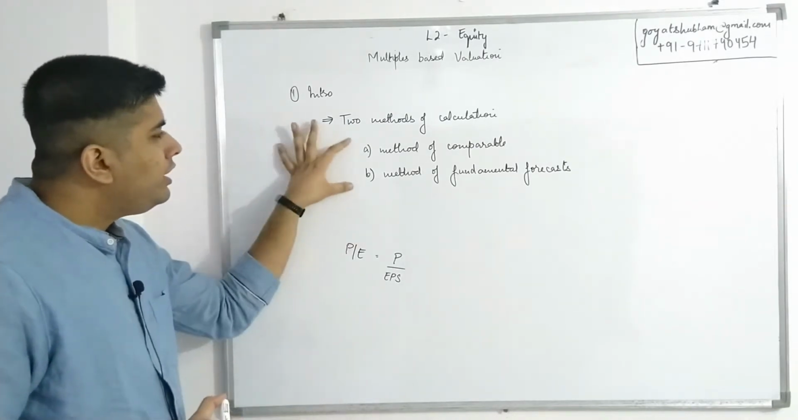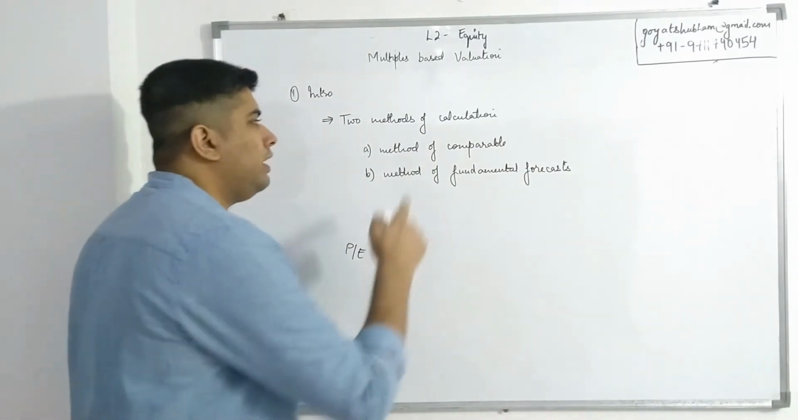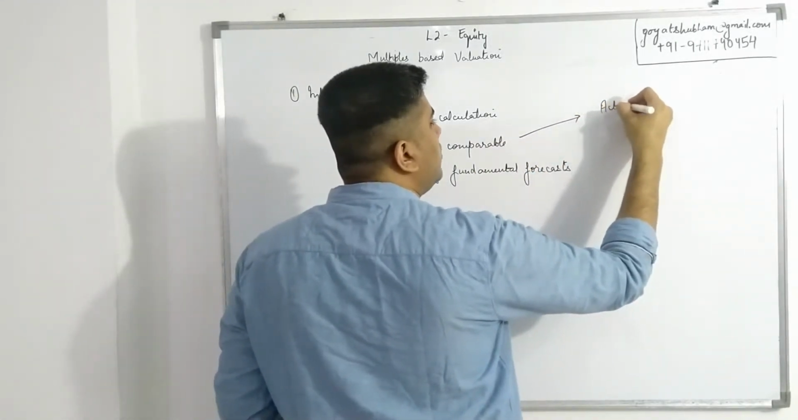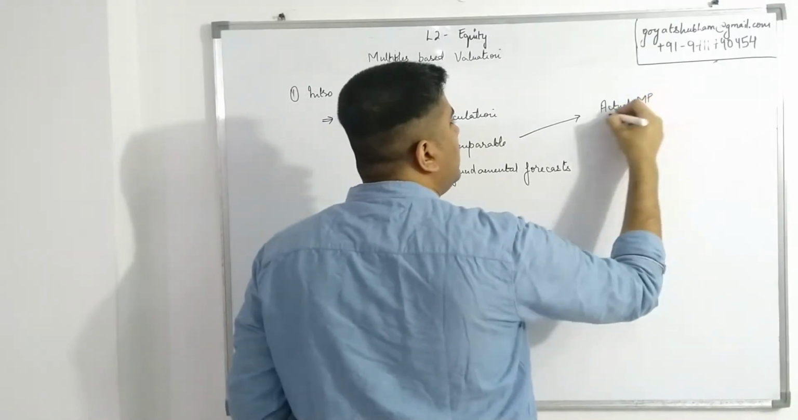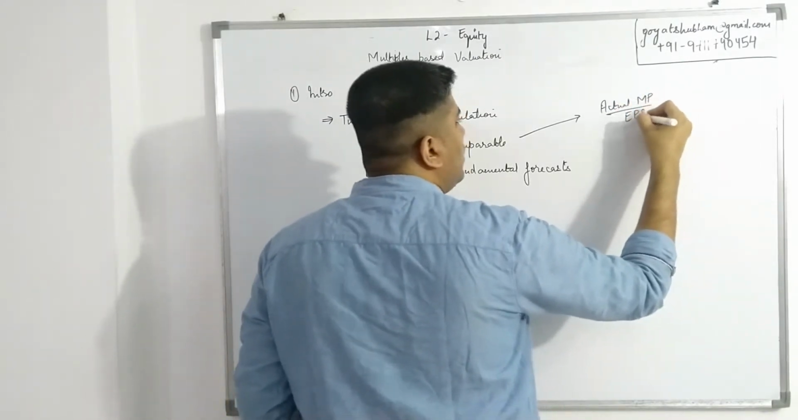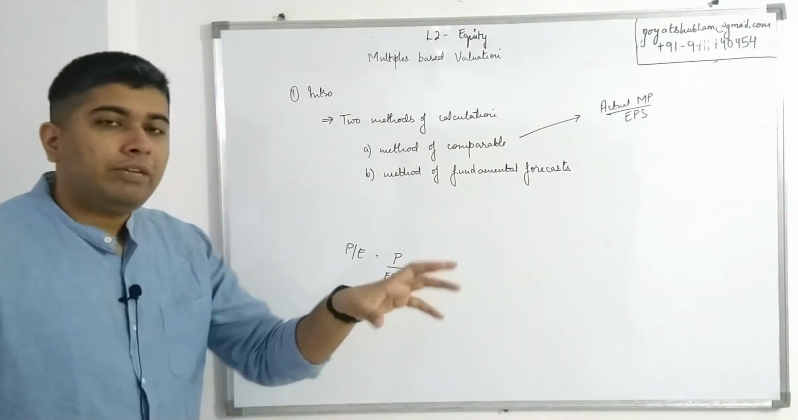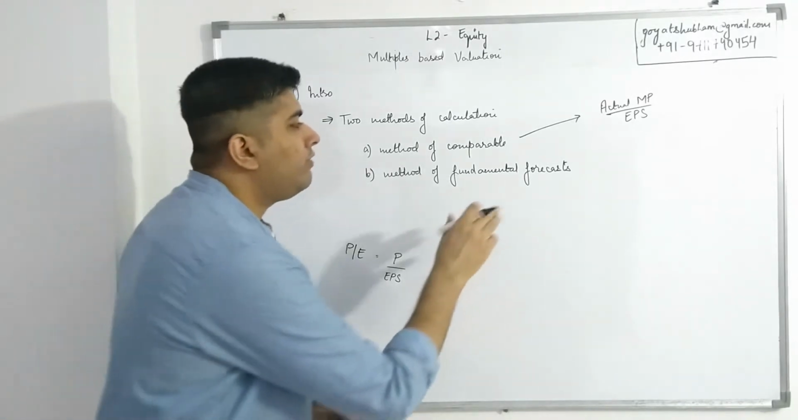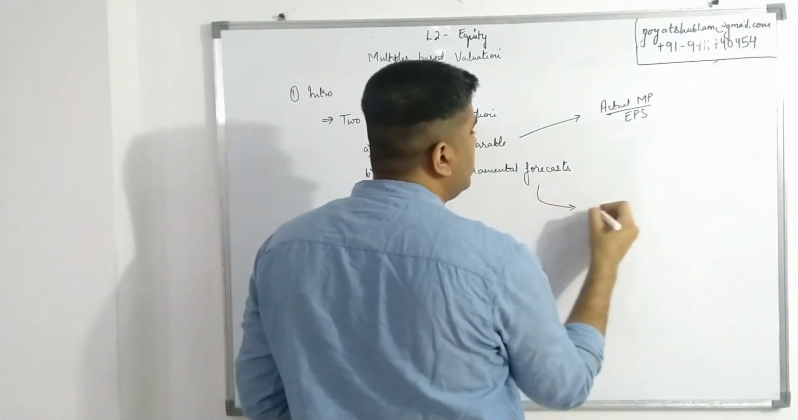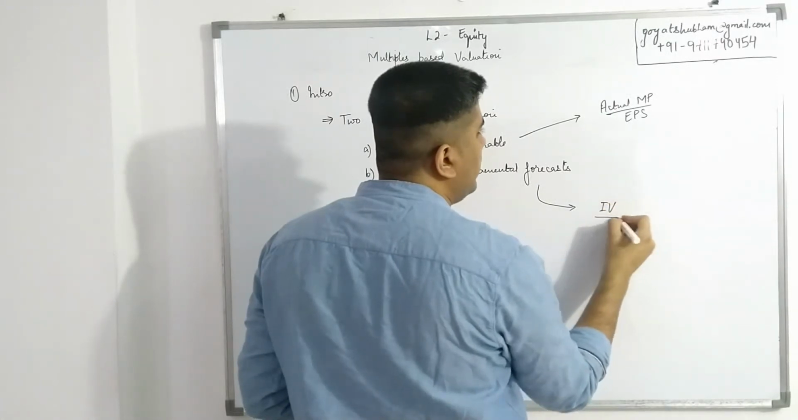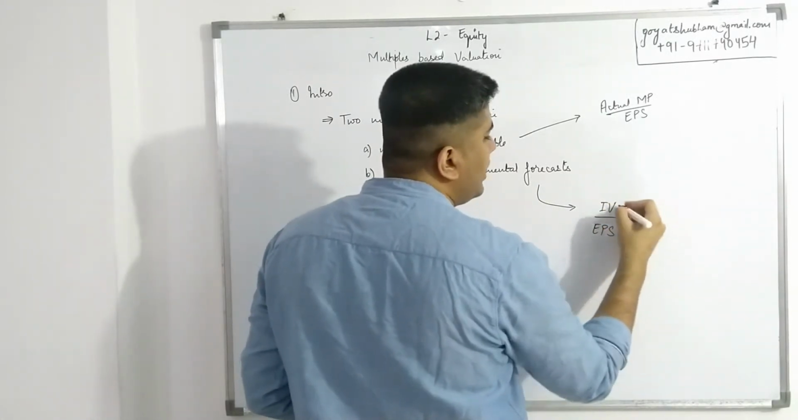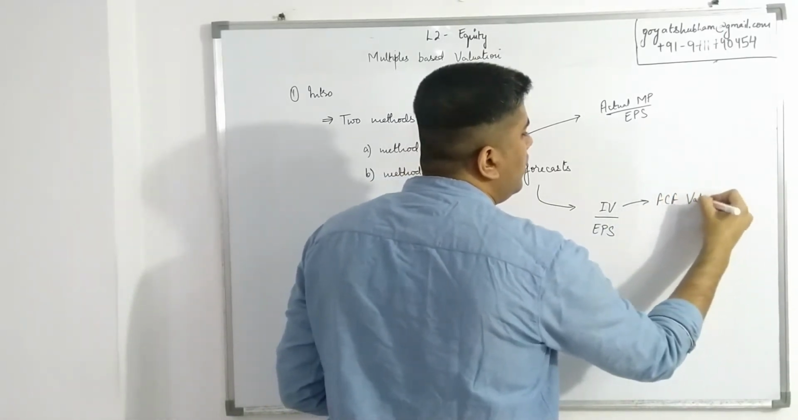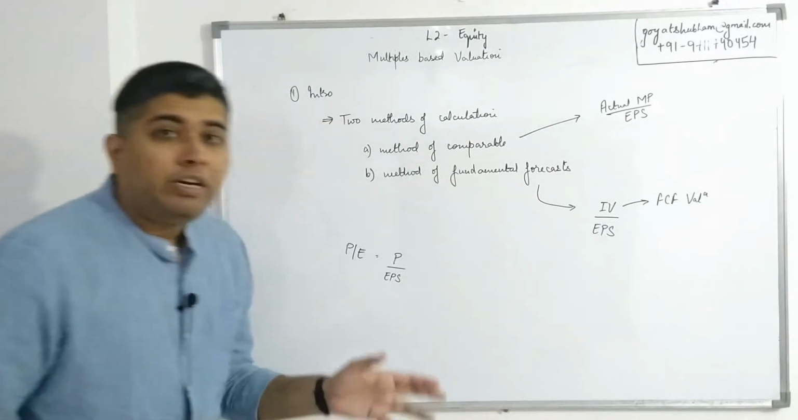Now the difference between these two methods is that in case of method of comparables, it is actual market price divided by EPS. So over here, my reference of comparison becomes the actual market price of the security in the market. Whereas in case of fundamental forecast, this is intrinsic value divided by EPS. Now, how do we get this intrinsic value? Well, we've done free cash flow based valuation. We've done discounted dividend valuation.